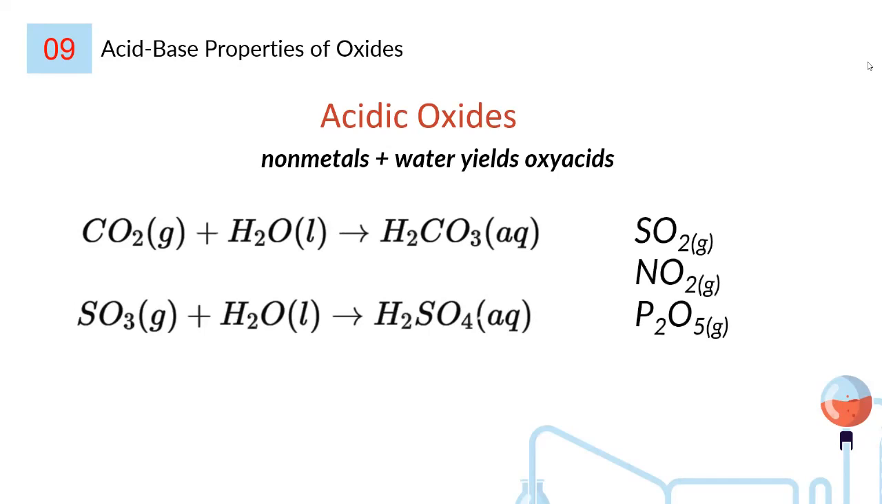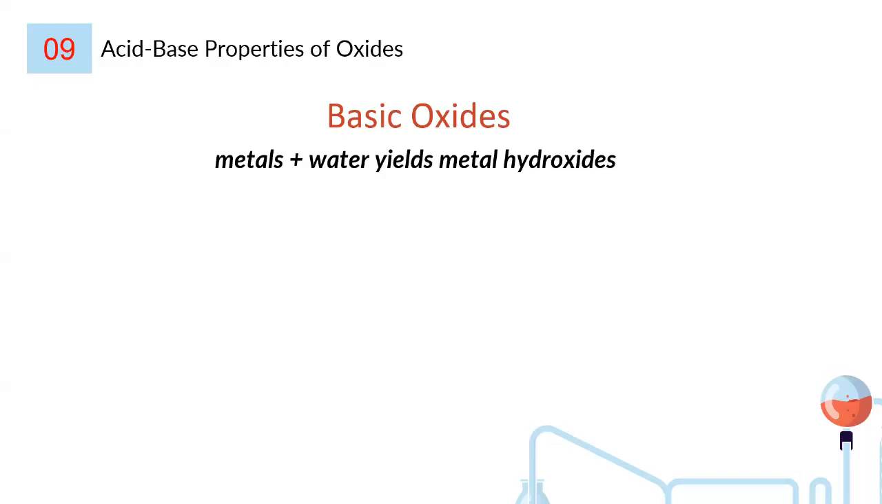Other examples of acidic oxides are sulfur dioxide, which when it dissolves in water forms sulfurous acid. The next example is nitrogen dioxide, which when it reacts with water forms nitric acid. And phosphorus pentoxide, when combined with water, produces phosphoric acid.